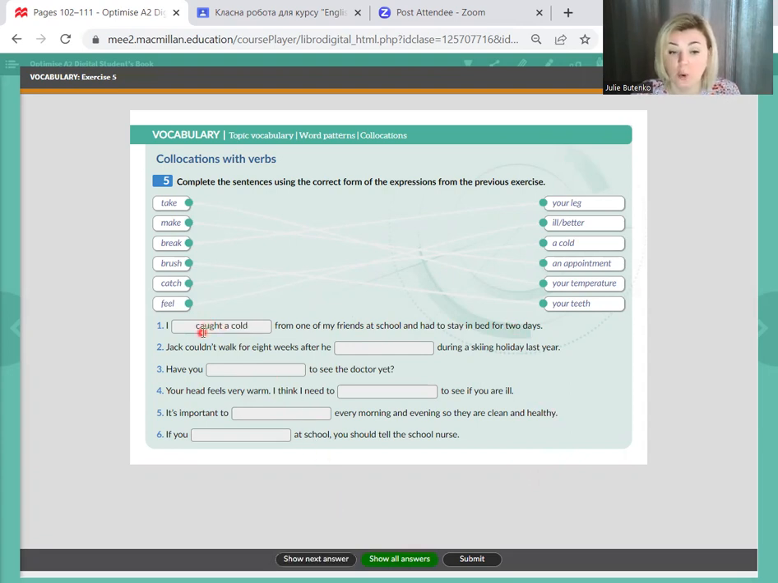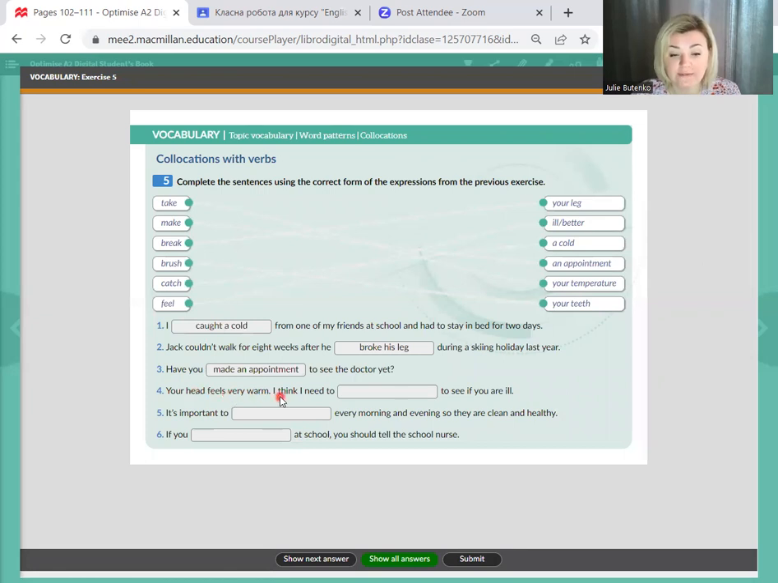Look at this word, caught a cold, A-U, caught. Jack couldn't work for 8 weeks after he during a skiing holiday last year. Skiing last year, so past simple, broke his leg. Have you to see the doctor yet? Yes, make an appointment, but in present perfect, made an appointment.